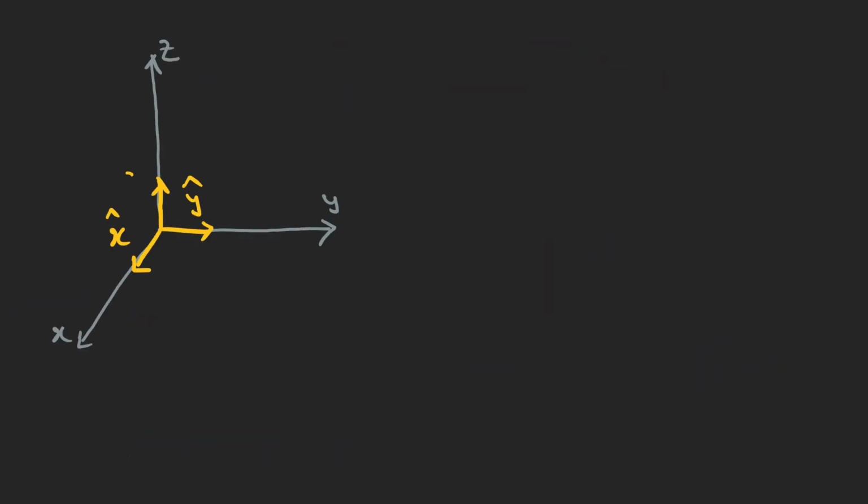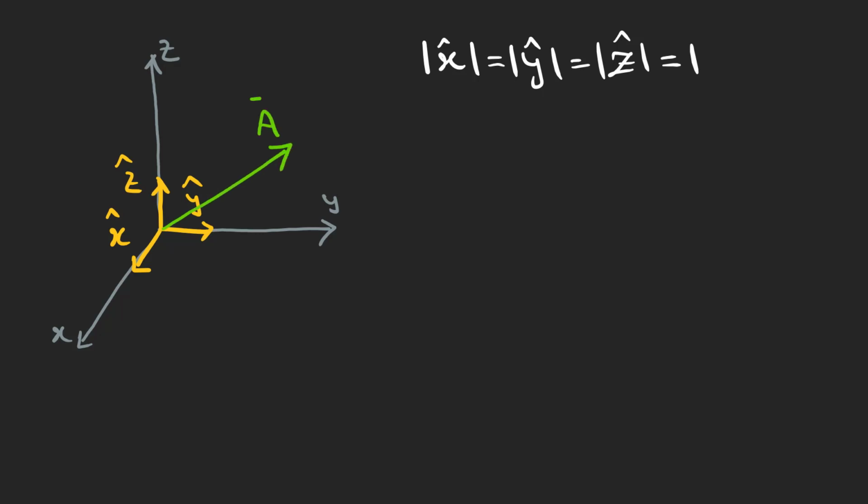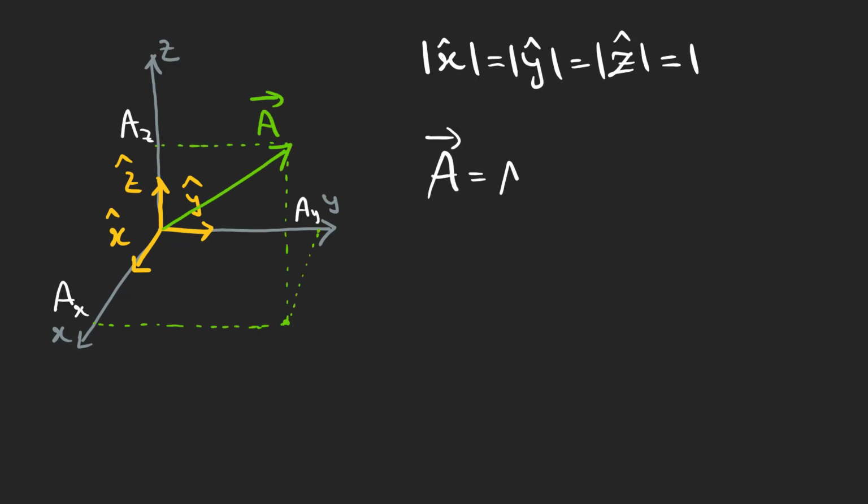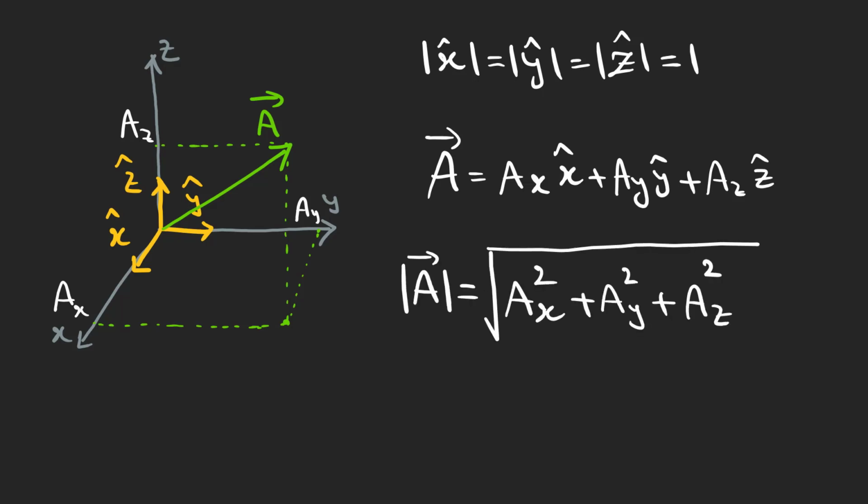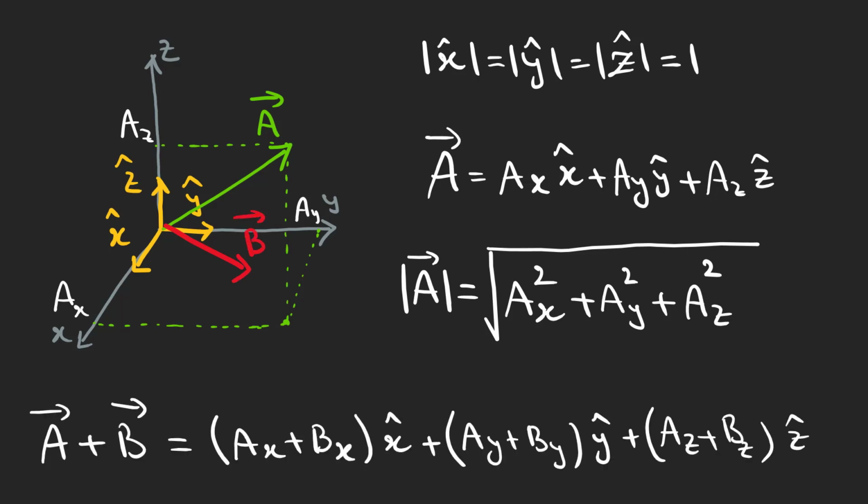Now it's time to define a vector in a different form. Suppose that we have these perpendicular unit vectors along the positive direction of x, y, and z. For each vector, we can find 3 components and define the vector in the component form. The magnitude of the vector can be calculated using this formula, adding the square of each component and taking its square root. We can do the same thing for another vector b, and using the component form of the vector, we can easily find the addition of two vectors.